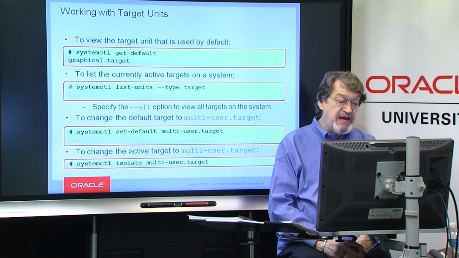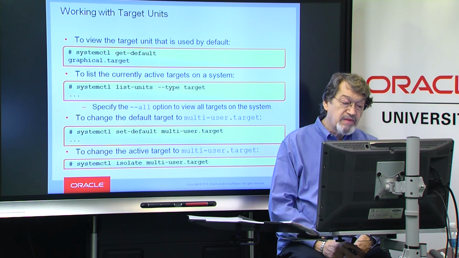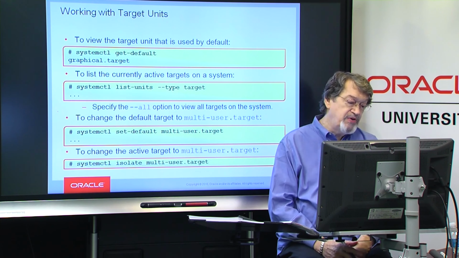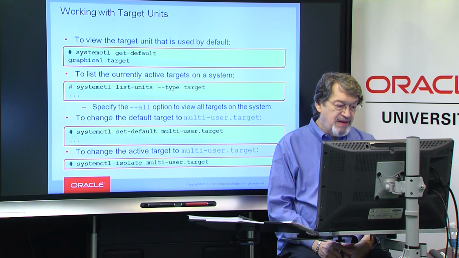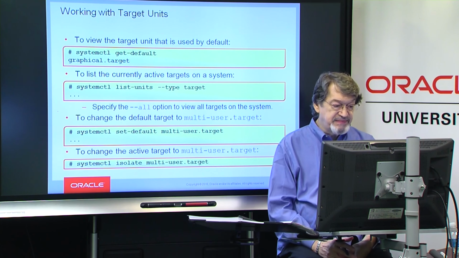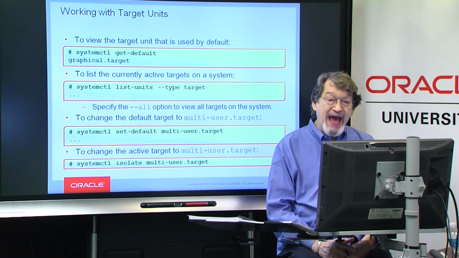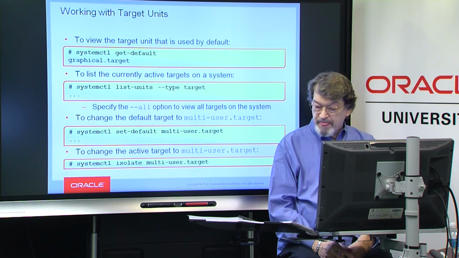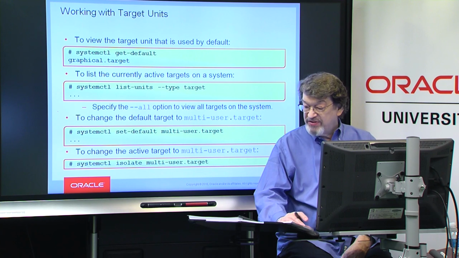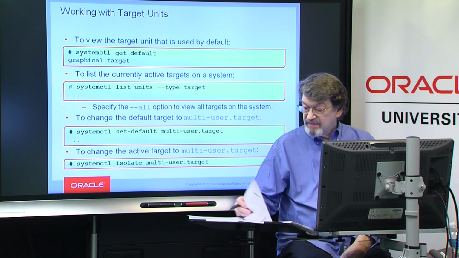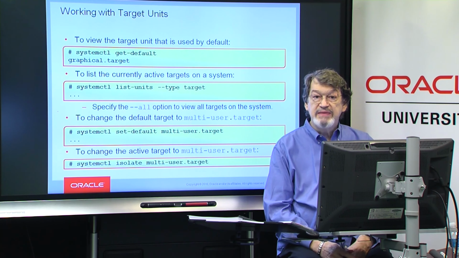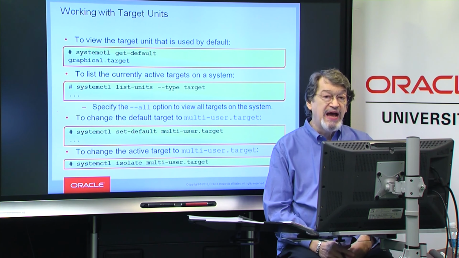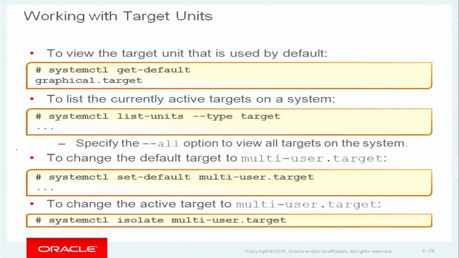Now, systemctl get default, and it tells me I'm doing run level 5, a graphical target. Systemctl list units type target. Okay, list the current active targets. And so, once again, if I'm listing the actives, all right, that lets me know which ones I have set up to be bootable images.